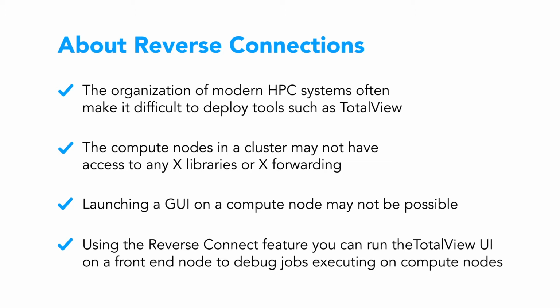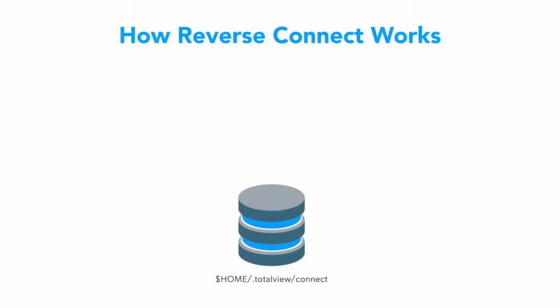executing on compute nodes. When using reverse connect, TotalView is started in two stages. Firstly, run the TV connect command to create a debugging request, typically from a batch job on a batch node or compute node in a cluster. The TV connect command accepts the name of the program to debug, along with any arguments to pass to the program. The TV connect process blocks for a TotalView session to accept the request.